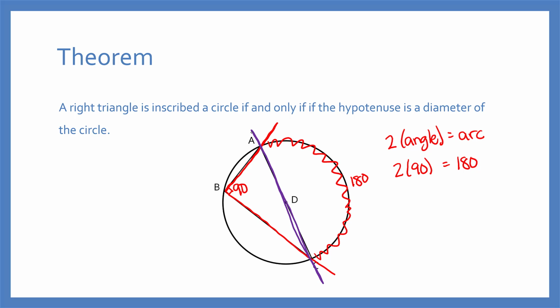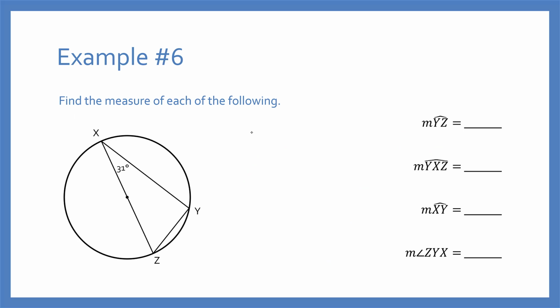So let's look at a problem that involves this. Find the measure of each of the following. Let me start you off with this. One of the easiest ways to approach these problems is to fill in what you know. Don't look at what it's asking, just fill in the information you know. So I see this inscribed angle here. That's 31 degrees. So if I double that, I have a measure of 62 degrees for this arc out here.